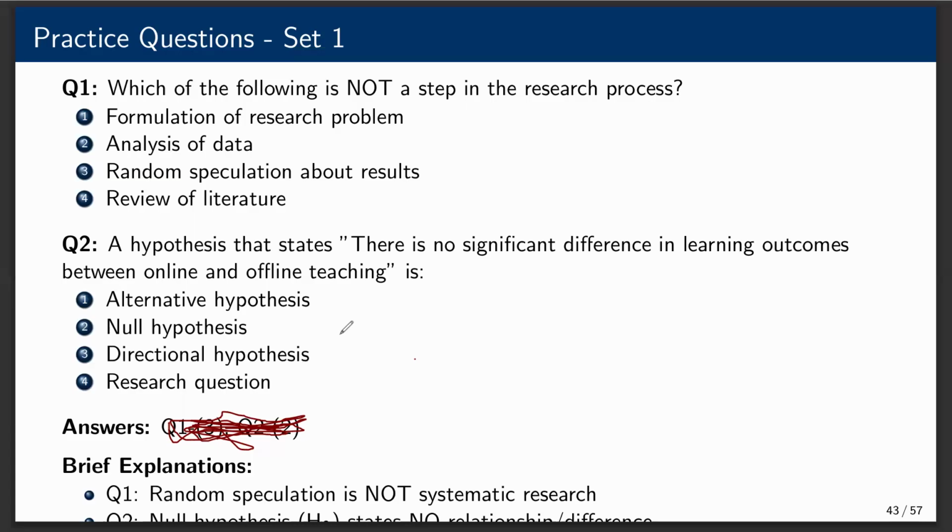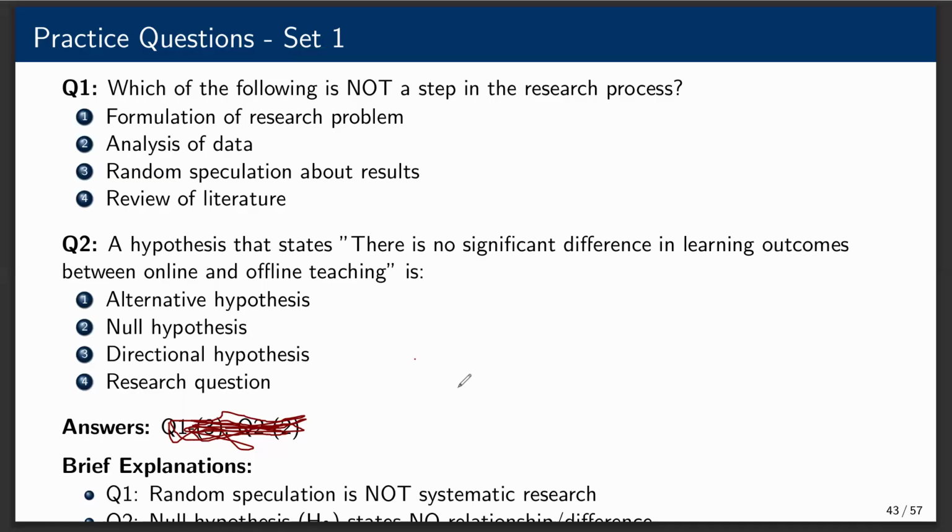A hypothesis that states there is no significant difference in learning outcome between online and offline teaching is which type of hypothesis? Alternate hypothesis, null hypothesis, directional hypothesis, or research question. Which one? Madhusmita, which one? Sir, the keyword is in the question: there is no significant difference. So it is the null hypothesis. Answer is the null hypothesis.